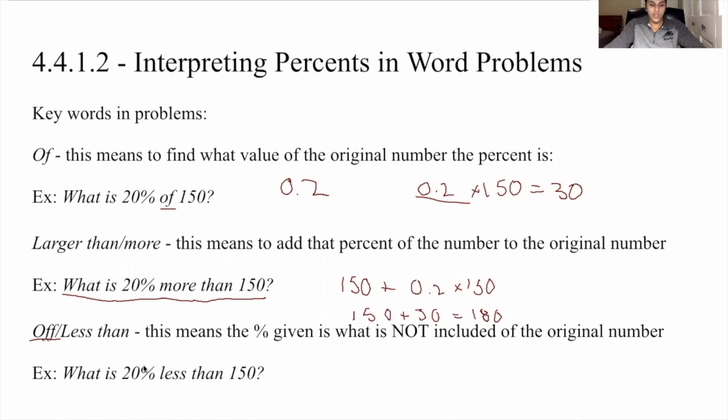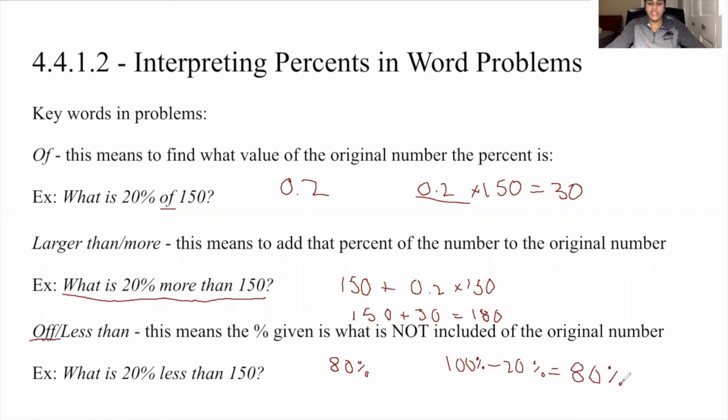So if I said, what is 20% less than 150, then what I would do is I say, okay, well, whatever number is 20% less than 150 is going to be a total of 80% of 150 because you're subtracting 20%. So if I take my original 100% and subtract 20% from it, that leaves me with 80% of the original number. And this is how you go about doing the less than problems.